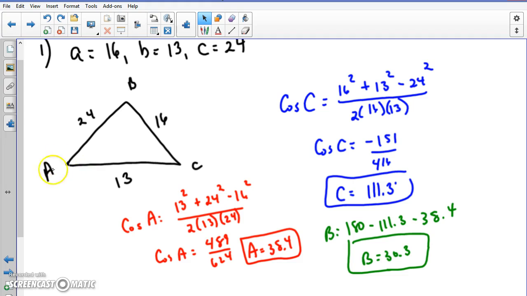Then I chose to find the next smallest angle, which would be across from the side 16. So I chose to find angle A. Again, I plugged in my values. It gave me the fraction 489 over 624. Again, since you're looking for the angle, it's second cosine, divide the fraction. It gives us an answer of 38.4. And then once we have two angles, we can subtract them from 180 to get the third.